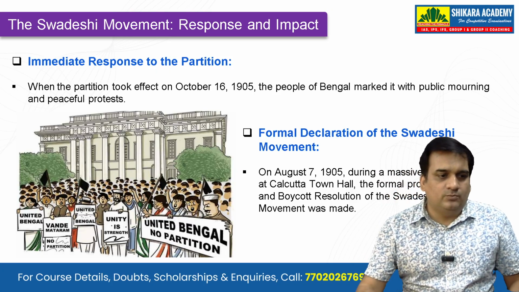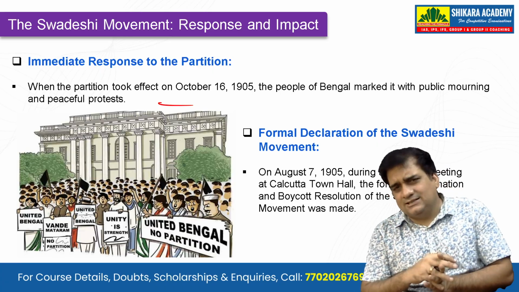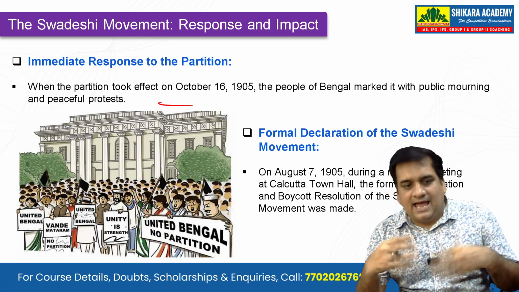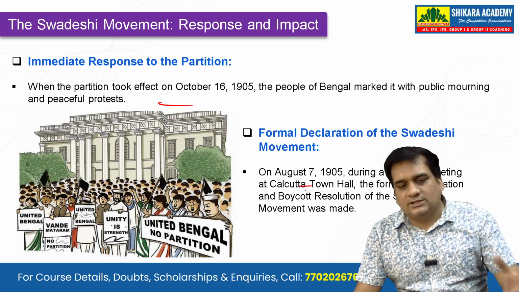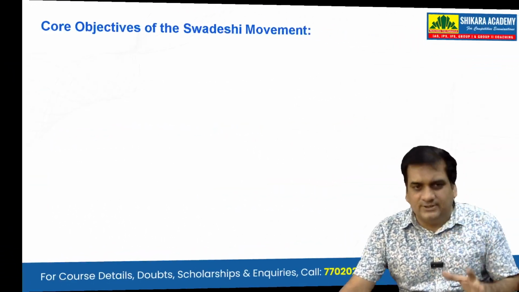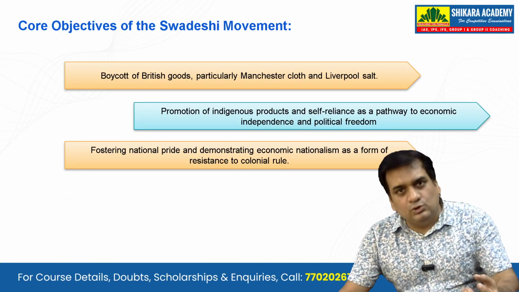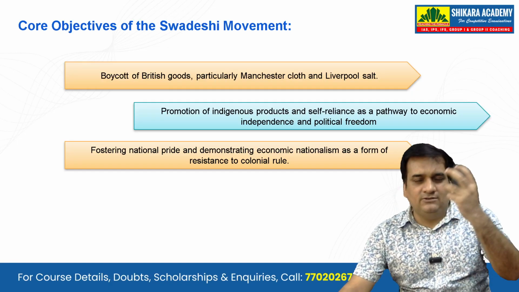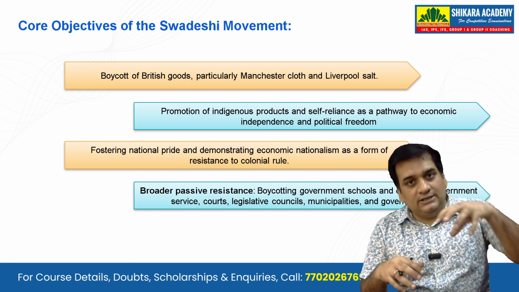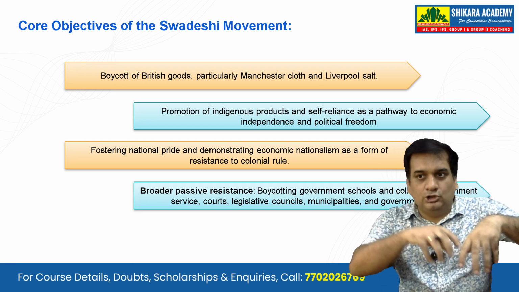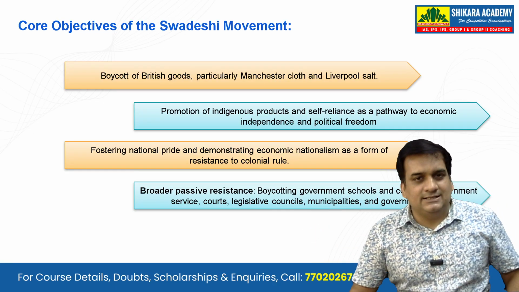The partition took effect on 16th October 1905 precisely. And on August 7, 1905, there was a formal declaration of the Swadeshi movement. Actually, this was the first movement where you have the common man, the school going students, the women, all caste, color and creed. And it was not limited to Bengal, it also went out of Bengal, and there were people protesting against it even outside of Bengal.